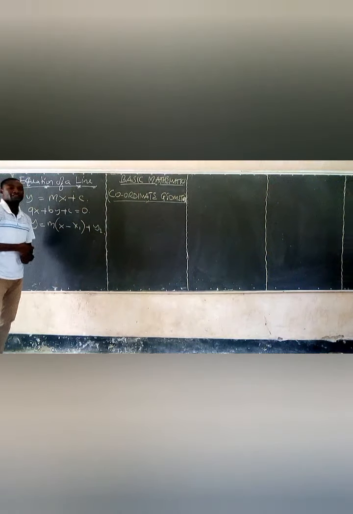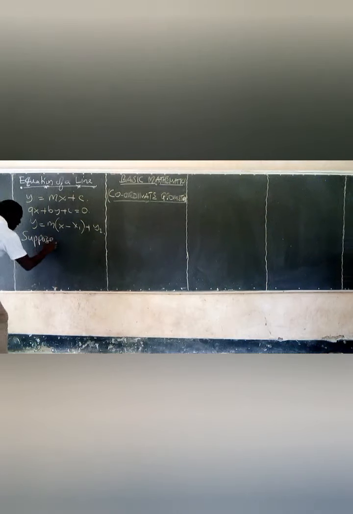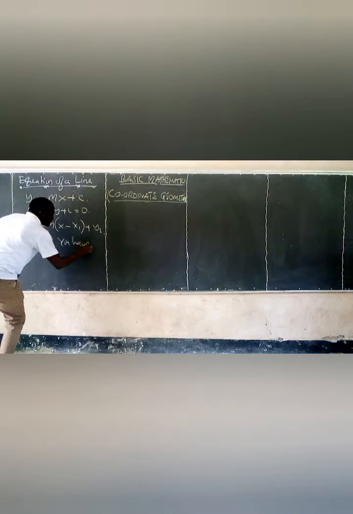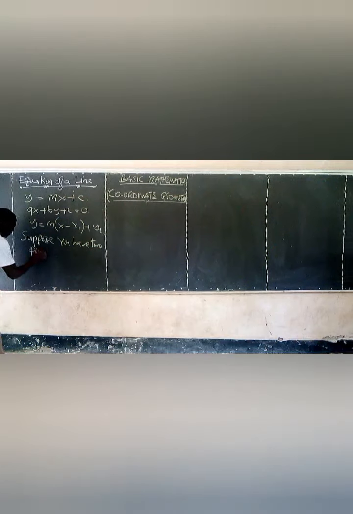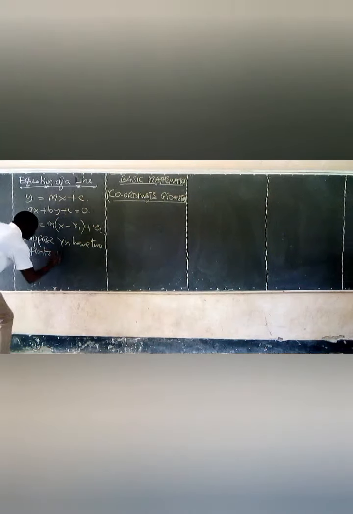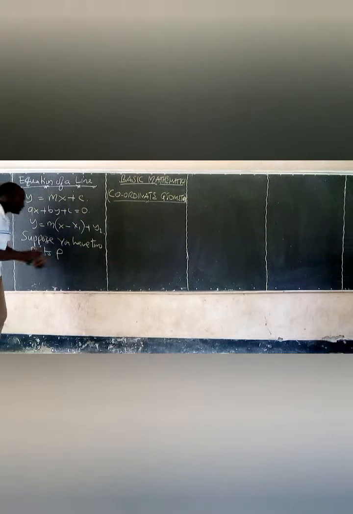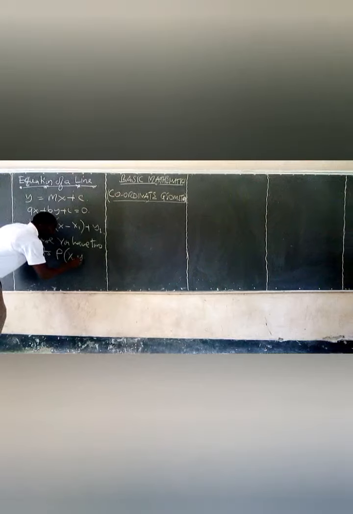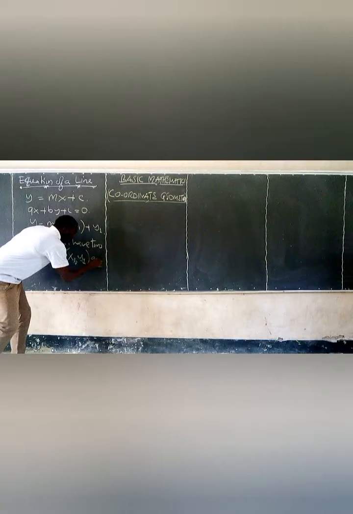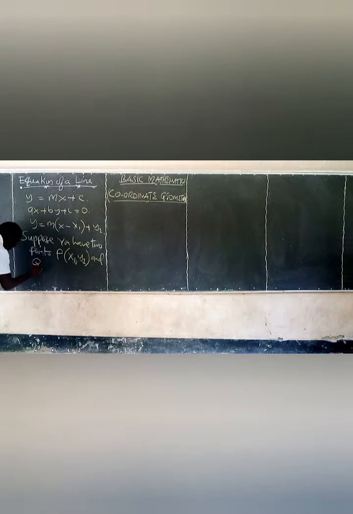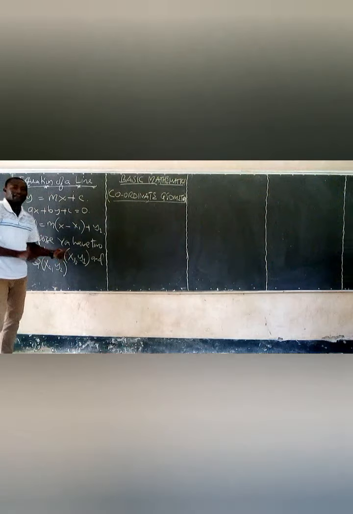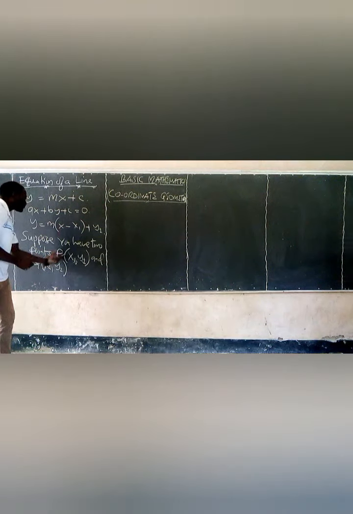Once you want to prove the formula for the equation of the line, you are supposed to say that suppose you have 2 points. Assume this is point P, whose coordinates are x1, y1. And another point can be point Q, whose coordinates are x2, y2. Then these 2 points lie on the straight line, or the straight line passes through these points.